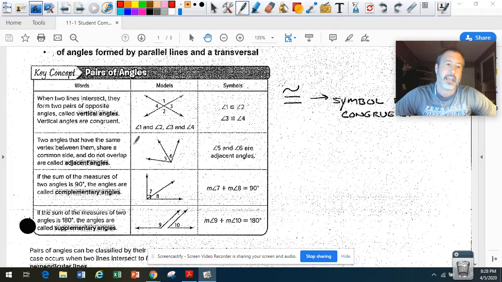Other people say, hey, complementary, C comes before S. So complementary comes before supplementary. 90 comes before 180. So that's one way to remember those two measurements when you're dealing with complementary and supplementary. So let's continue on down here. Let's see what we have.